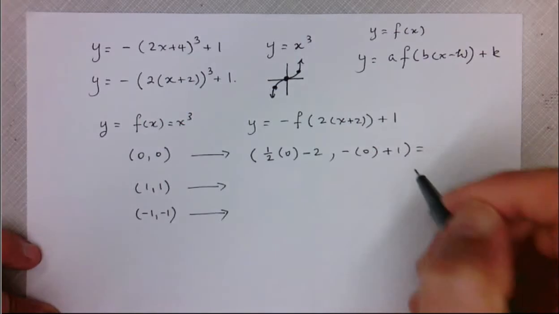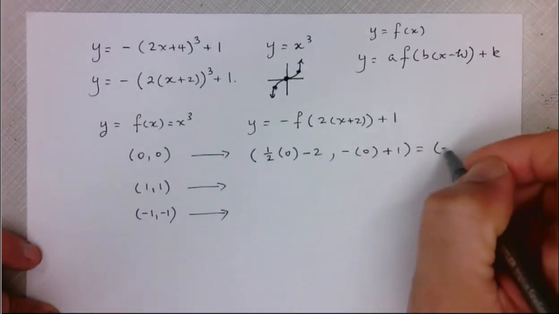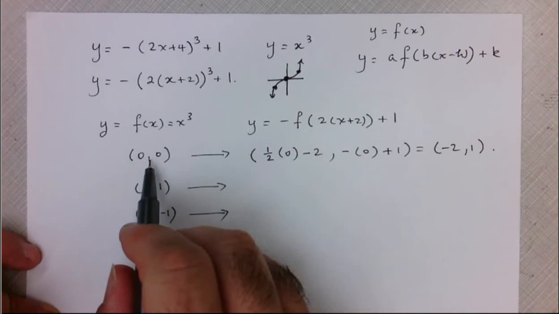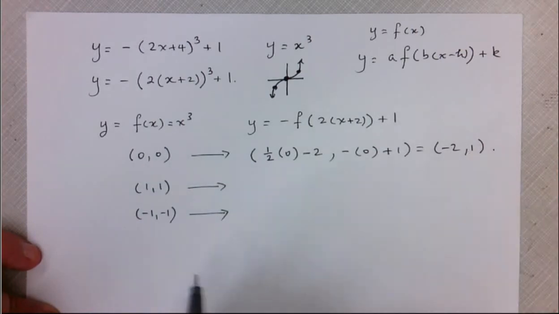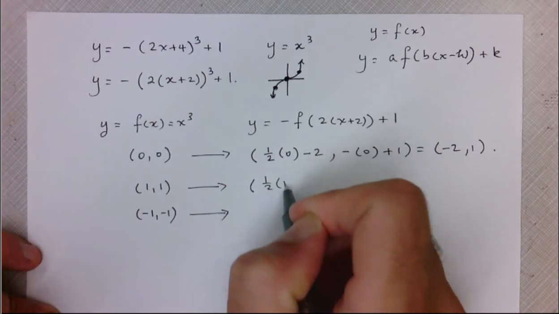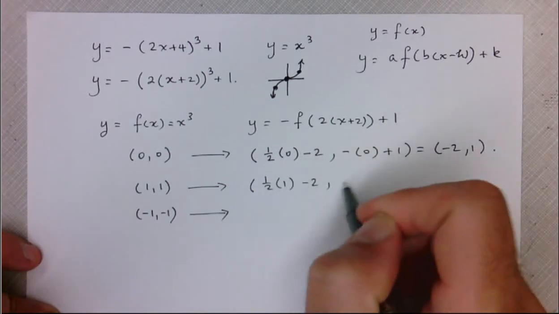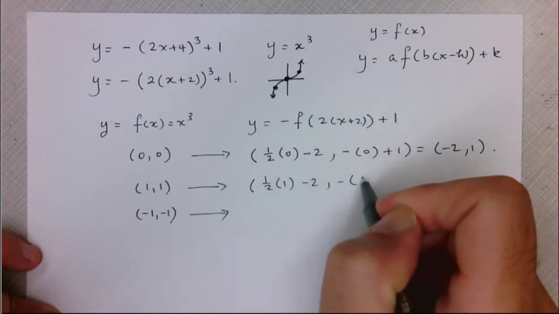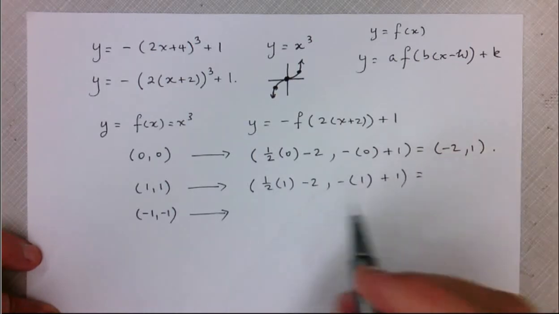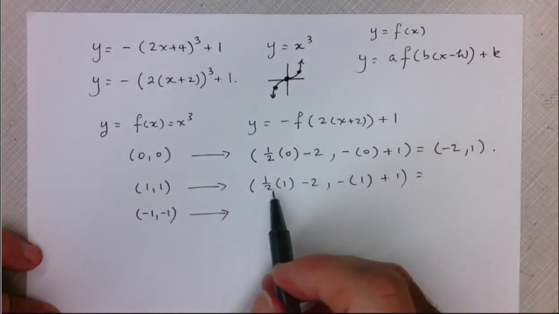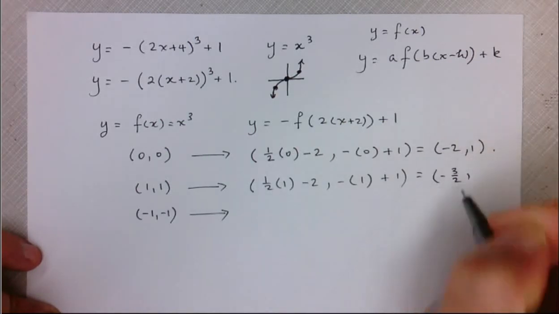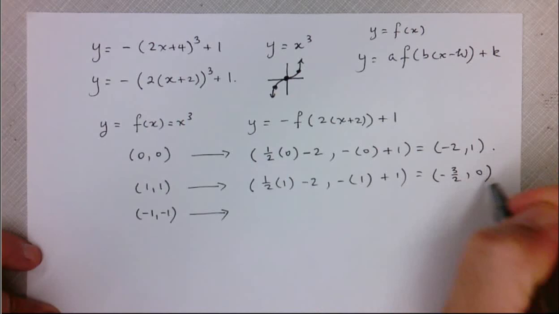So the final point is 0 minus 2, negative 2, and 0 plus 1 is just 1. So the point 0, 0 gets transformed to the point negative 2, 1. Now I just do the same thing for the other one. So 1/2 times the x value, minus 2, and then negative the y value, which happens to also be 1, plus 1. So here we have 1/2 minus 2, so that's negative 3/2, and negative 1 plus 1, 0.